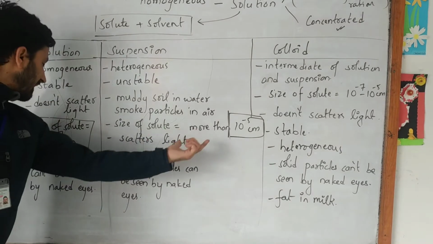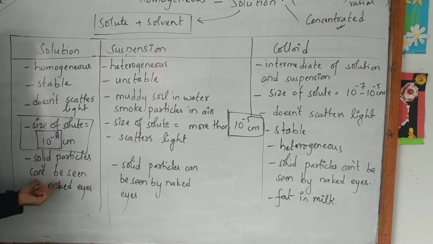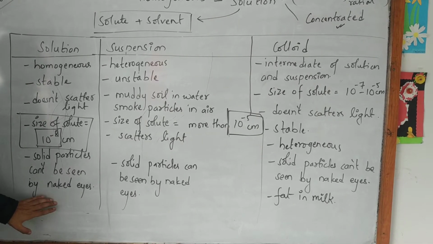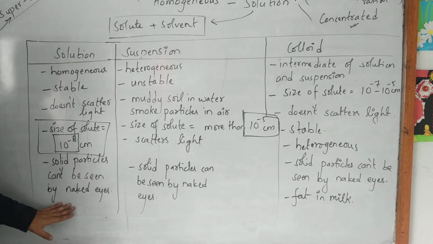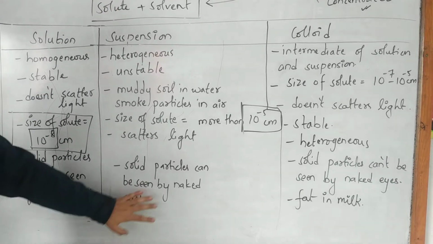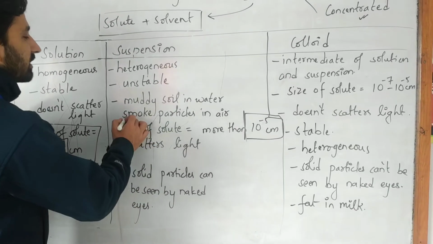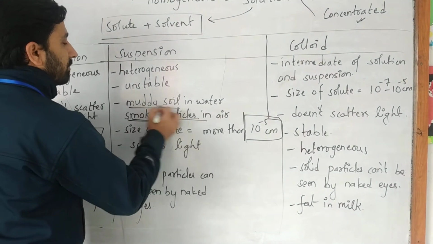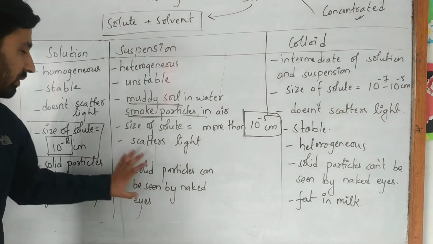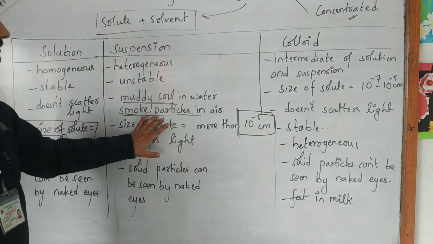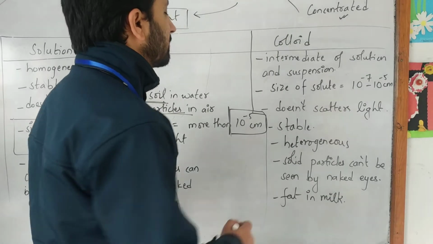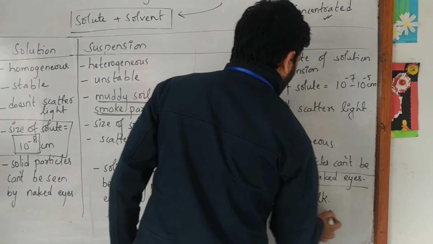And we are clear about the size. Now, solid particles cannot be seen by our naked eye. That means in solution we cannot see. In a solution of salt and water, can we see the salt mixed? No. Whereas in suspension, we can see by our naked eye. Let's take an example. We can see the particles of smoke. We can see the mud mixed in water. That means through our naked eye, we can see the mixed solid particles. These are examples. Now, colloid, here solid particles again cannot be seen by our naked eye.